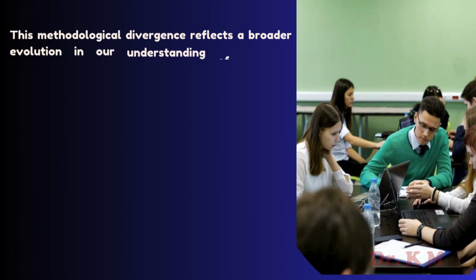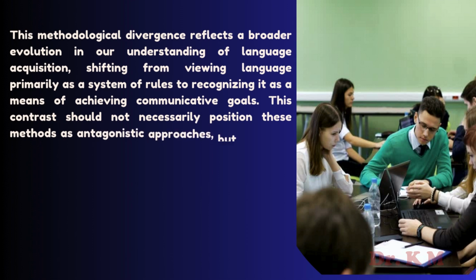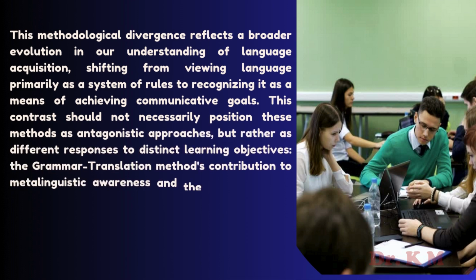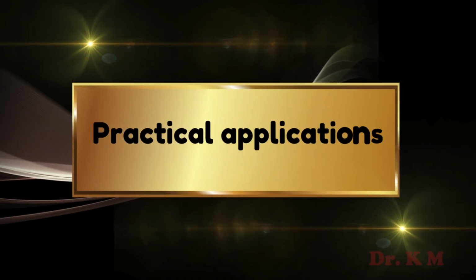This methodological divergence reflects a broader evolution in our understanding of language acquisition, shifting from viewing language primarily as a system of rules to recognizing it as a means of achieving communicative goals. This contrast should not necessarily position these methods as antagonistic approaches, but rather as different responses to distinct learning objectives. The grammar translation method's contribution to metalinguistic awareness and the communicative teaching method's development of communicative competence each serve valuable, though different, pedagogical purposes.